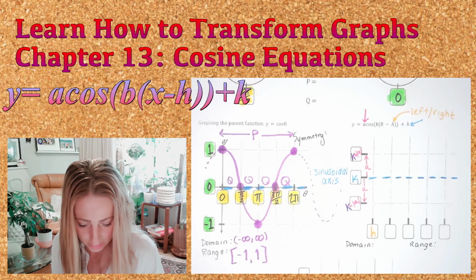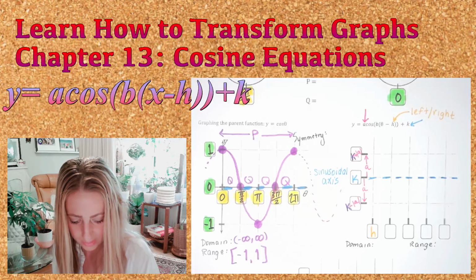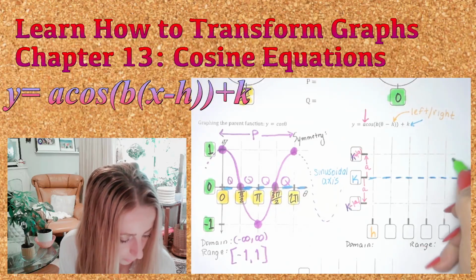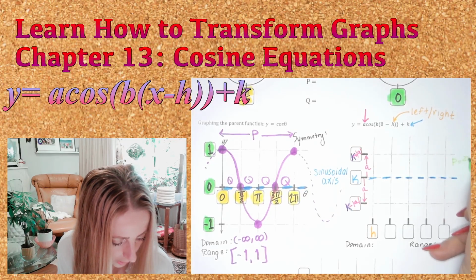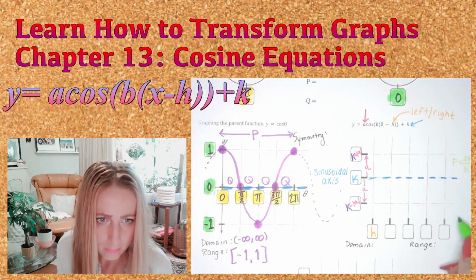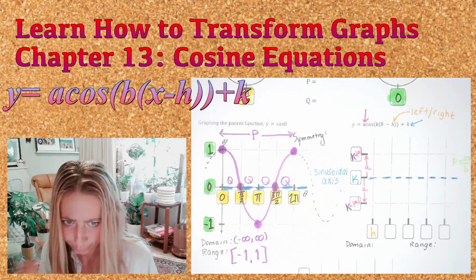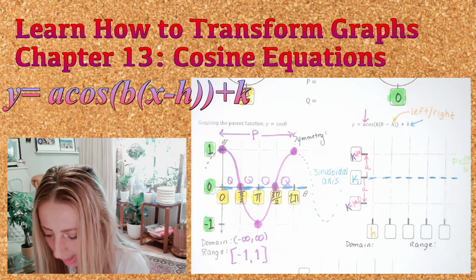I'm just not trying to use the same colors every single time because I feel like it's better if I make everything look different. Now the period we said is 2 pi over B. Yeah, okay. That color's actually garbage.